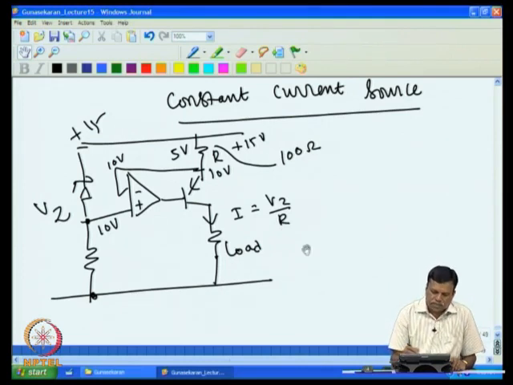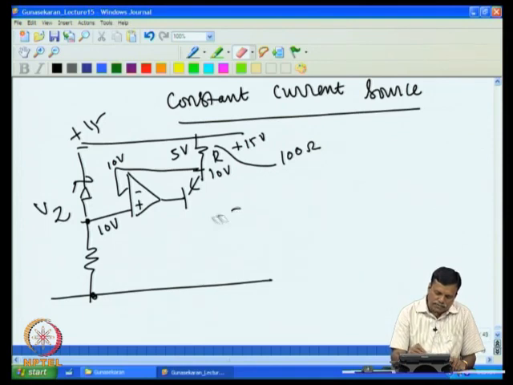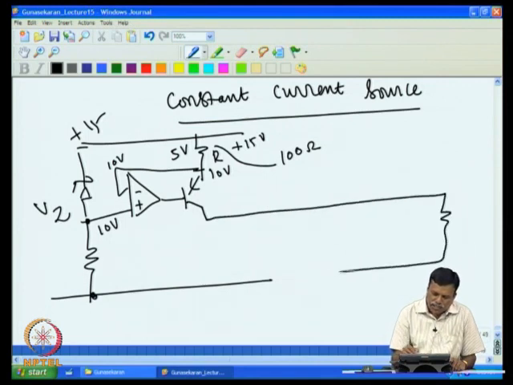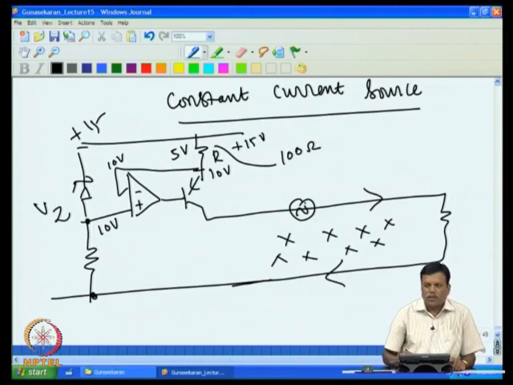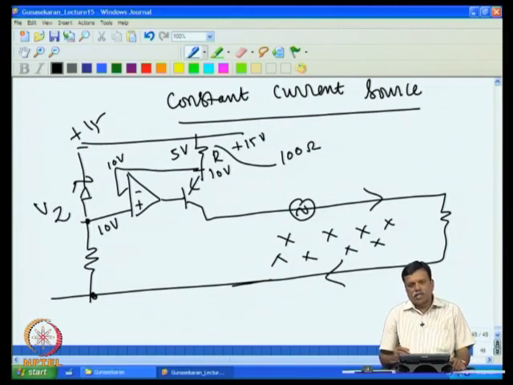Now if I use this as a current transmitter, then what happens? For example, I don't put the load here, I connect this to a long distance and then put the load there and connect it back. Now the current is flowing like this. Now if there is a change in magnetic field in this loop, that will induce a voltage in this loop.